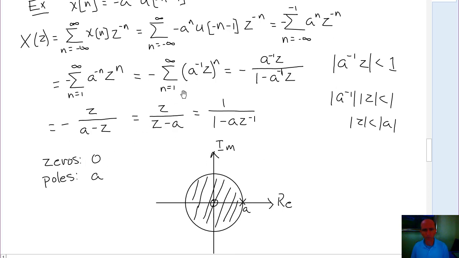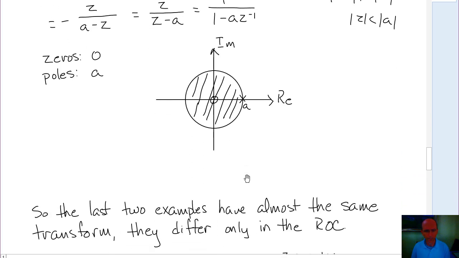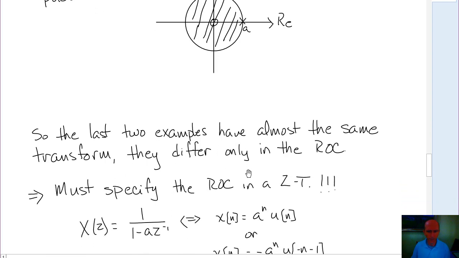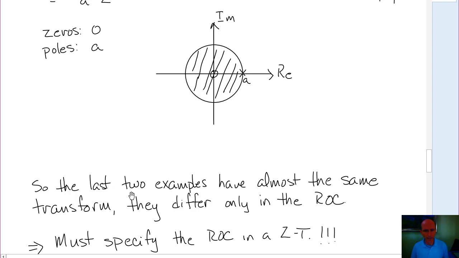Now the poles and the zeros are exactly the same as we had before, of course, because the rational function is the same. And so we write it like this. Now, the region of convergence, as I just mentioned, is magnitude of z less than a. So the values of z inside this region of convergence are now going to be inside a circle that has radius a. And again, let me emphasize this. The last two examples have almost the same transform. The only difference is the region of convergence. You must specify the region of convergence when you calculate a z-transform.